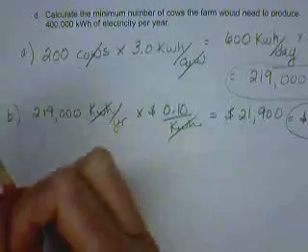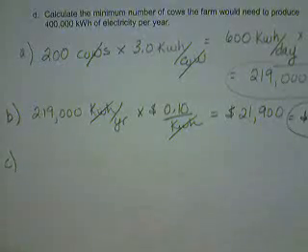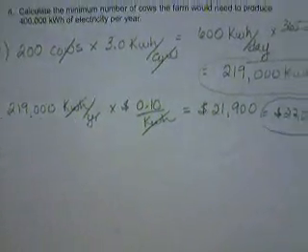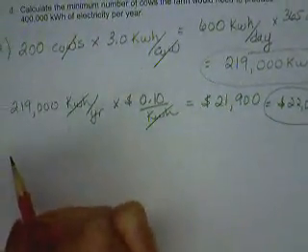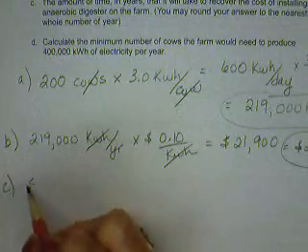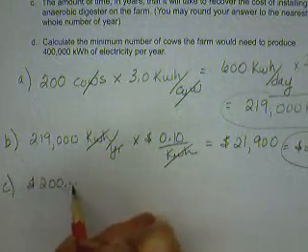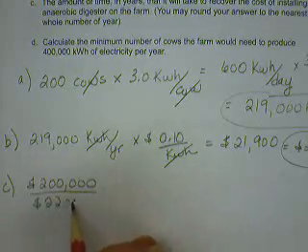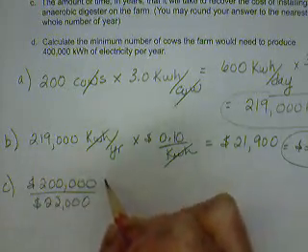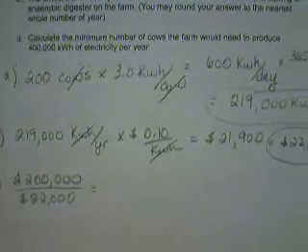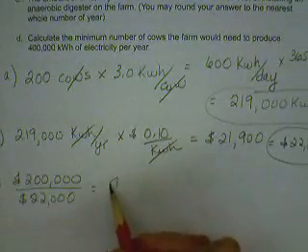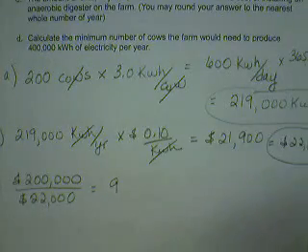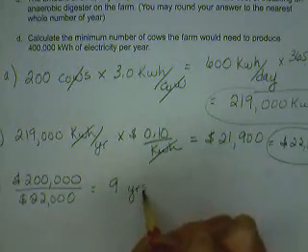But he has to buy the digester. So how many years will it take to pay that back? So all we're going to do is take the cost of the digester, which is $200,000, and we're going to divide by $22,000. And that's going to give us the number of years. And when you divide this out and round it to the nearest whole year, we end up with 9 years.